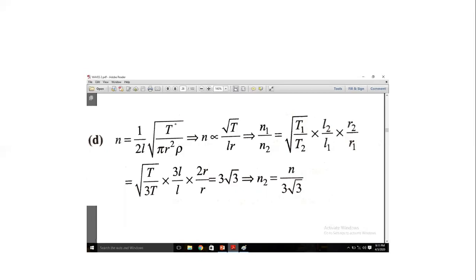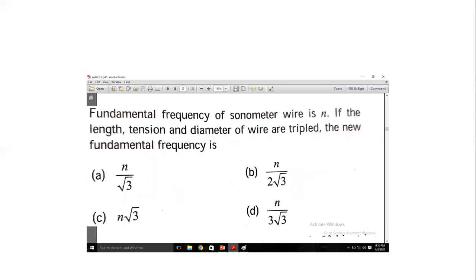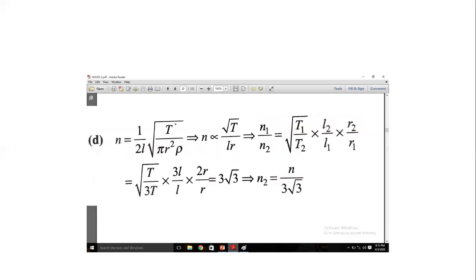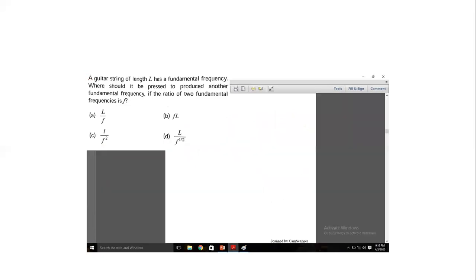Okay. So take the ratios. N1 by N2 is equal to root of T1 by T2 into L2 by L1 into R2 divided by R1. Now the comparisons are given here. All the three quantities, length, tension and diameter of the wire, are tripled. Then what is the fundamental frequency? So just substitute all the values. L2 is 3 times L, R2 will be 3 times R, and just simplify that. So what you get is 3 root 3. Let us go to the next question.